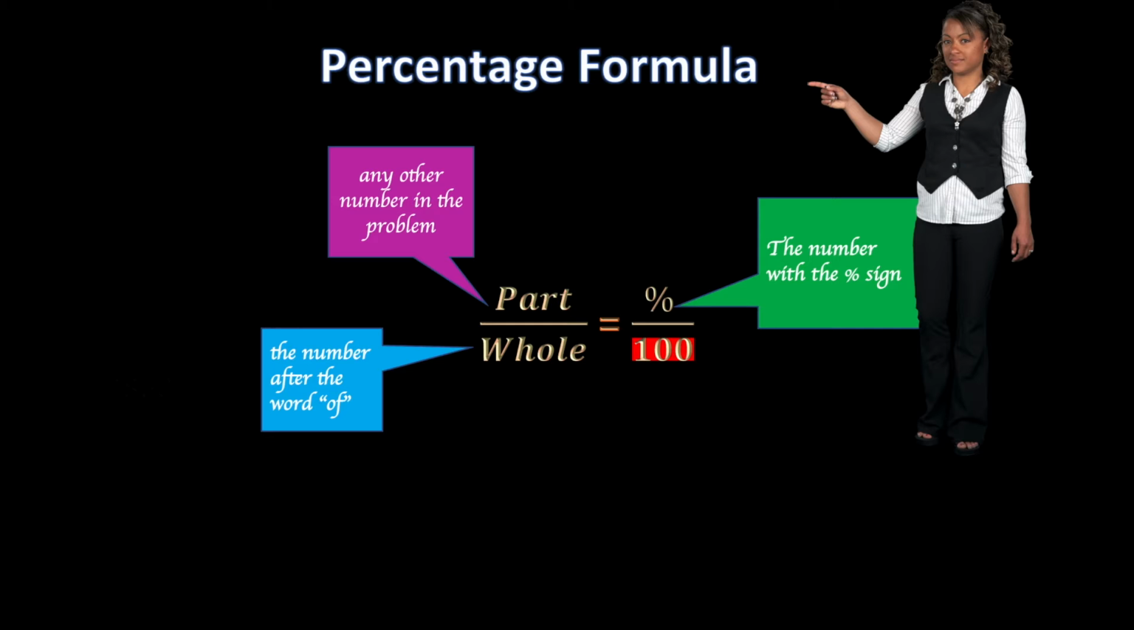So the whole is the number after the word of. The percent is any number with the percent sign after it. And any other number in the problem will represent the part. And the percent is always over 100. Now let's go ahead and look at some examples.